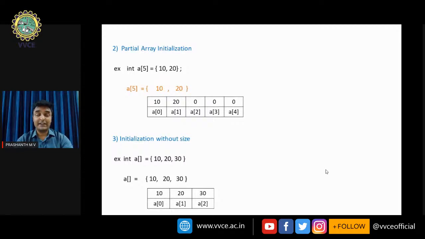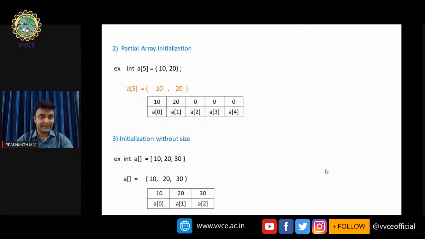No need to enter 0 also. The system itself will give the default value 0 for all those locations. Clear? So this one is called partial array initialization. That means I declared, I reserved some memory locations, but I am not using all of them. I am using only a limited number of them. The remaining will be left empty, which will be filled with zero, the default values.